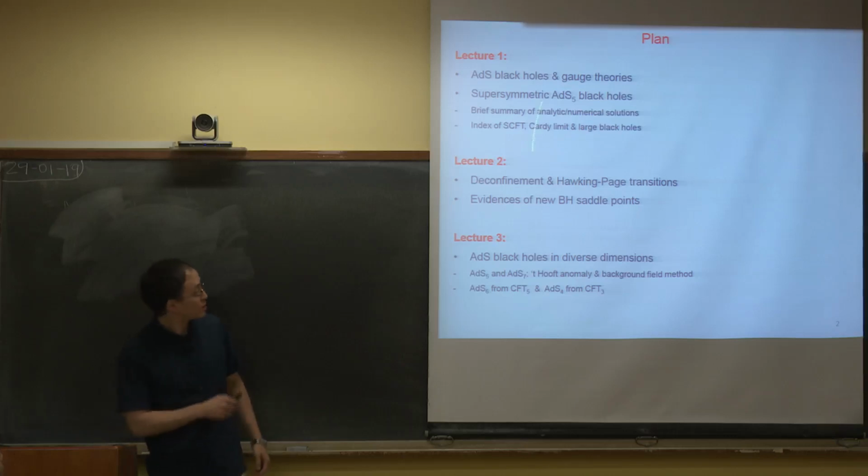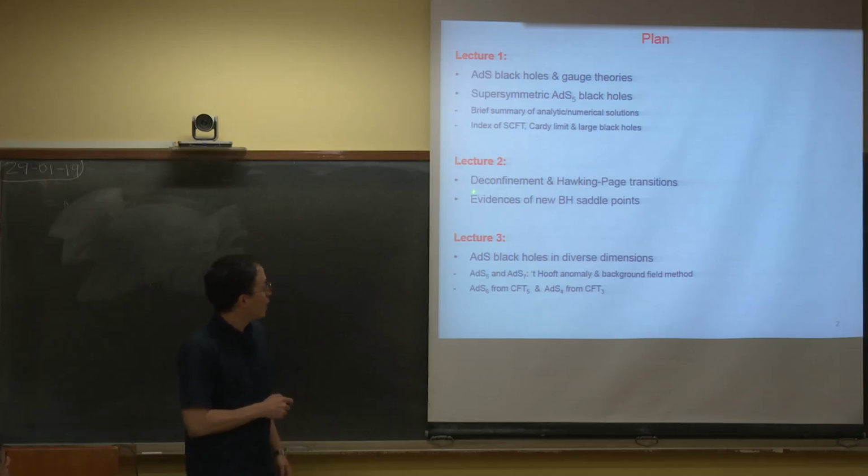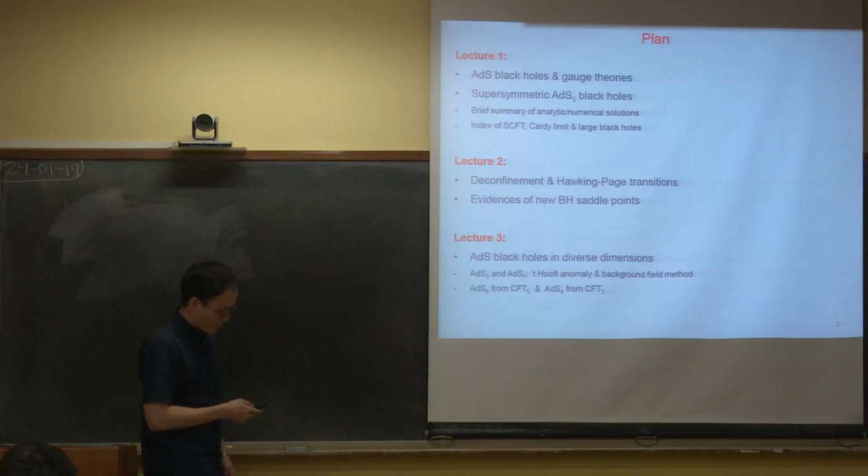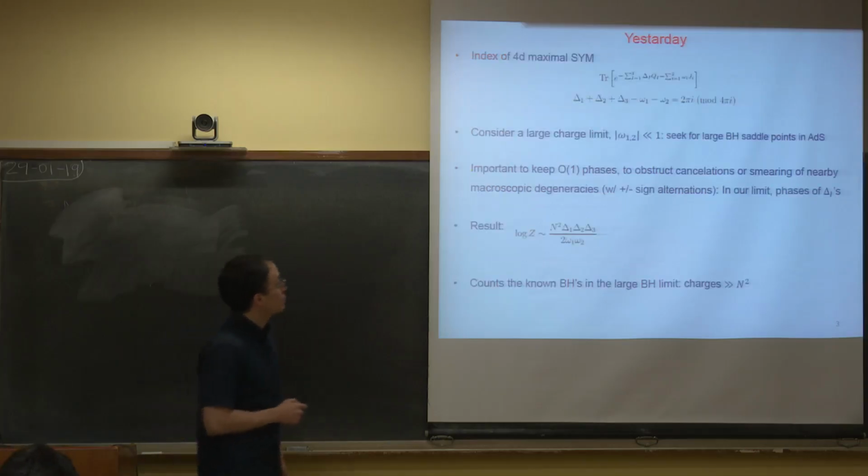So this is the contents of 3 lectures that I'm planning. Yesterday I explained to you some aspects of large supersymmetric AdS black holes from a Cardy-like formula of maximal super Yang-Mills. Today I'll try to go beyond the large black hole limit and see what kind of more exciting things we can see. So this is a very brief summary of what we did yesterday, just in case somebody missed yesterday's talks.